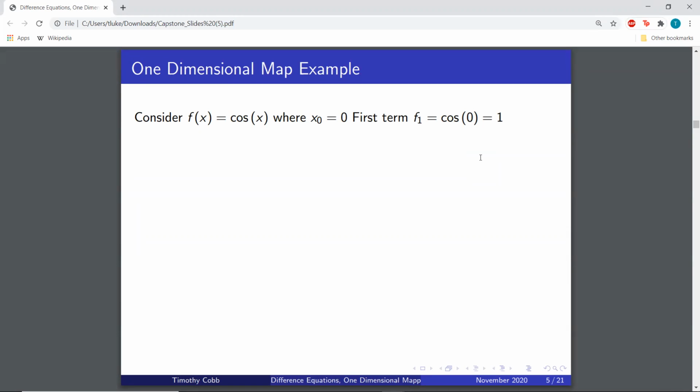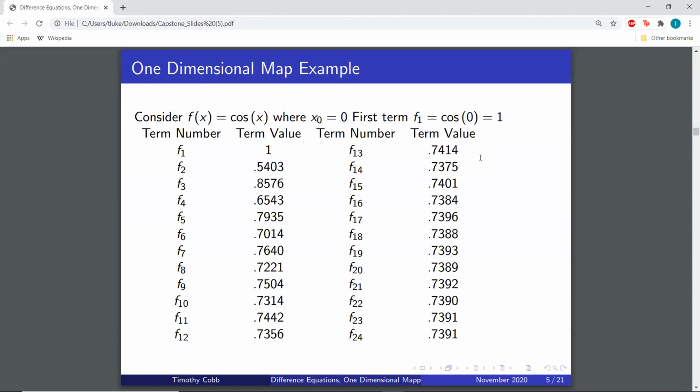So we're going to consider the function f of x equals cosine x, where our initial condition is 0. And so then our first term, f1, is going to equal cosine of 0, which is 1. We can then compute more and more terms of this function. To compute our second term, f sub 2, we would take cosine of 1 and get 0.543. To get our ninth term, f sub 9, we would take the cosine of 0.7221 and get 0.7504.